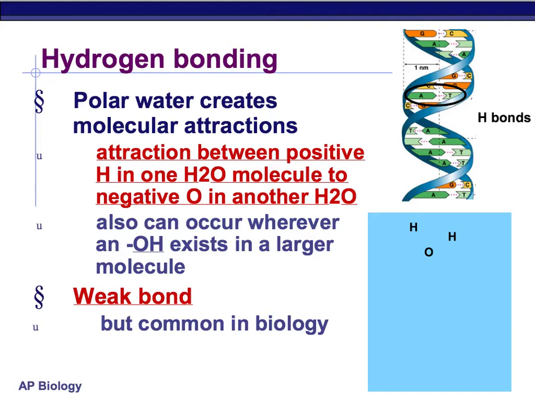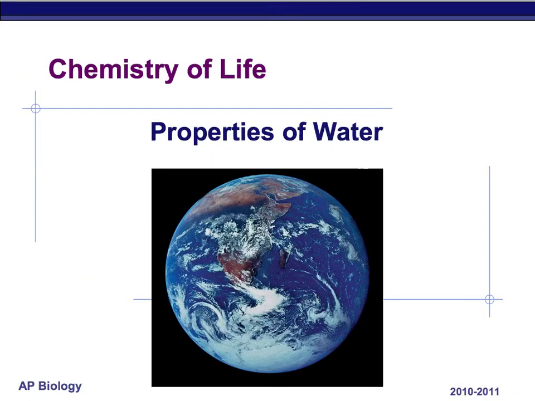Now, while it is a very weak bond, it is one of the most common bonds in biology. Without hydrogen bonding, you wouldn't be here because your DNA wouldn't hold together, or it couldn't split apart when it needs to. So it's a good thing that it's a weak bond. All right, so that's it about the chemistry part for a little bit. Now let's talk about some of these interesting properties of water.